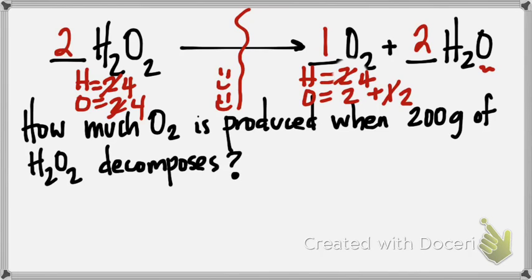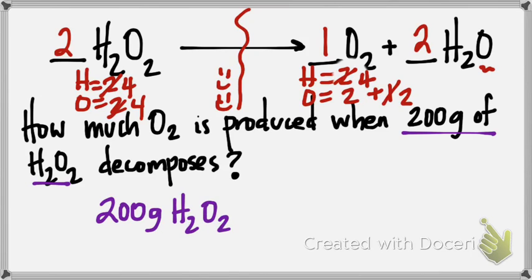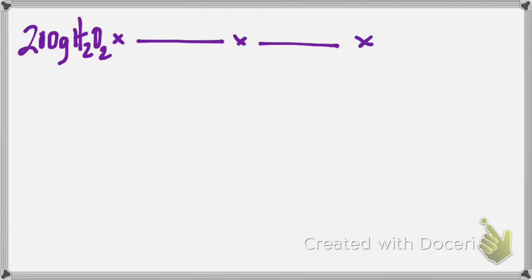Now, with the stoichiometry, it's asking you how much O2 is produced when 200 grams of H2O2 decompose. So I'm going essentially from 200 grams of H2O2 to some number of grams of diatomic oxygen. So I'm going to write down what I was given, and then I'm going to set up my equation. So 200 grams of H2O2.